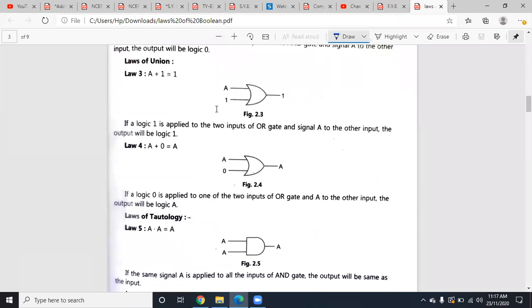Now how to prove this? Simply I can say, if I put A equal to 0, and the second input is 1, 0 plus 1, what will be my output? 0 plus 1.